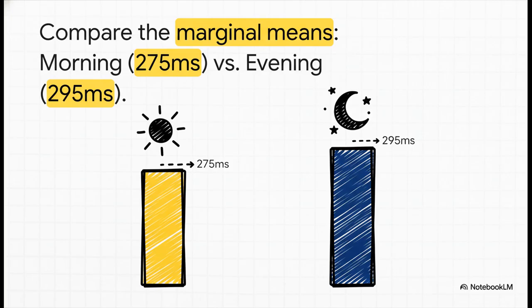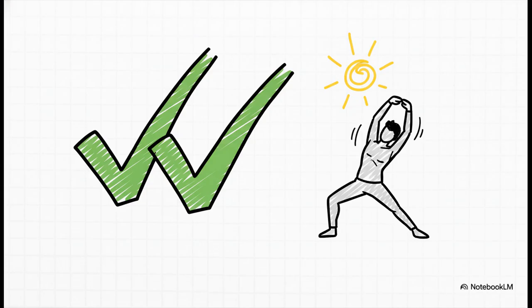Okay, on to scan point 2. Is there a main effect of time of day? We're going to do the exact same thing. We look at those marginal means, but this time from morning versus evening. So the average for the morning is 275 milliseconds, and for the evening, it's 295. Are those numbers different? Yep, they sure are. So we've got our second answer. Yes, there is a main effect for time of day. On average, it looks like people are just plain faster in the morning. All right, 2 checks down, only 1 to go.